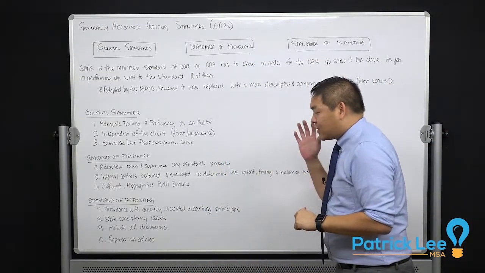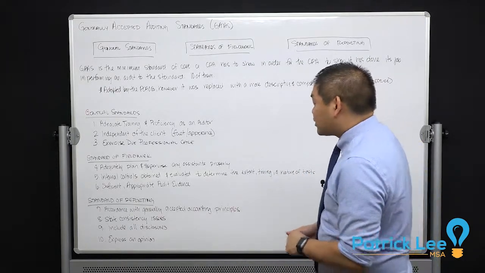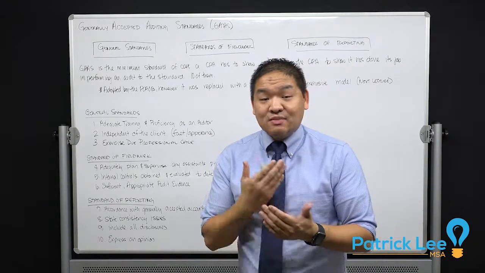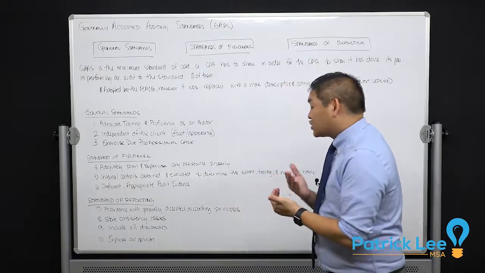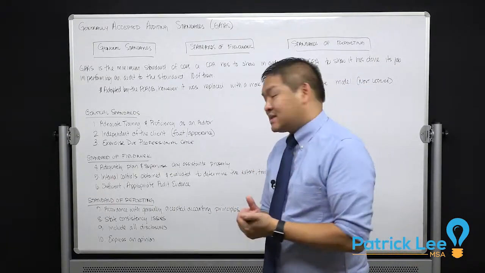Then finally, we have the 4 standards of reporting. Number 7, accordance with generally accepted accounting principles. So when we report, the financial statements must be in accordance with generally accepted accounting principles. So they must be under US GAAP.